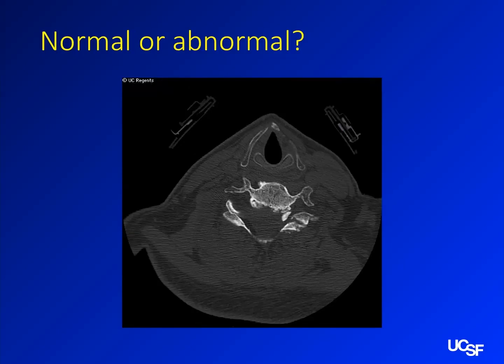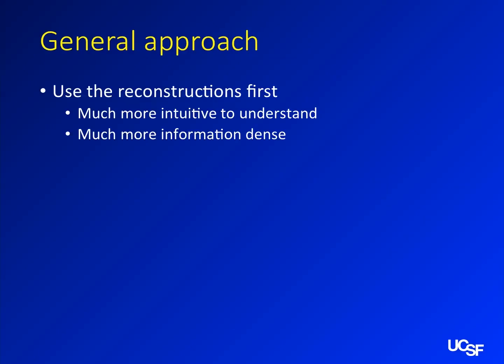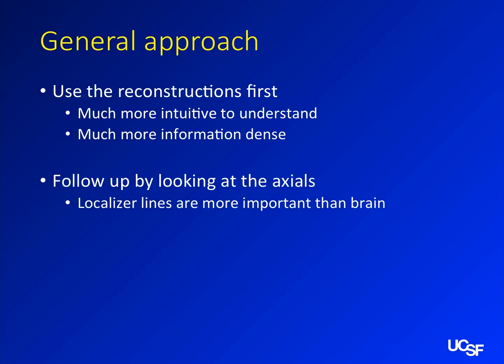But here you're like, well, I don't know. Is that a facet? Is this two things that are perched on each other? It's very difficult to tell. Here, it's super obvious. You sort of know what's going on, and then you know what to look for. So definitely use those, and then follow that up with the axials. And in reality, the localizer lines become much more important because you can use the sagittals particularly to know what level you're at and find out what's going on.